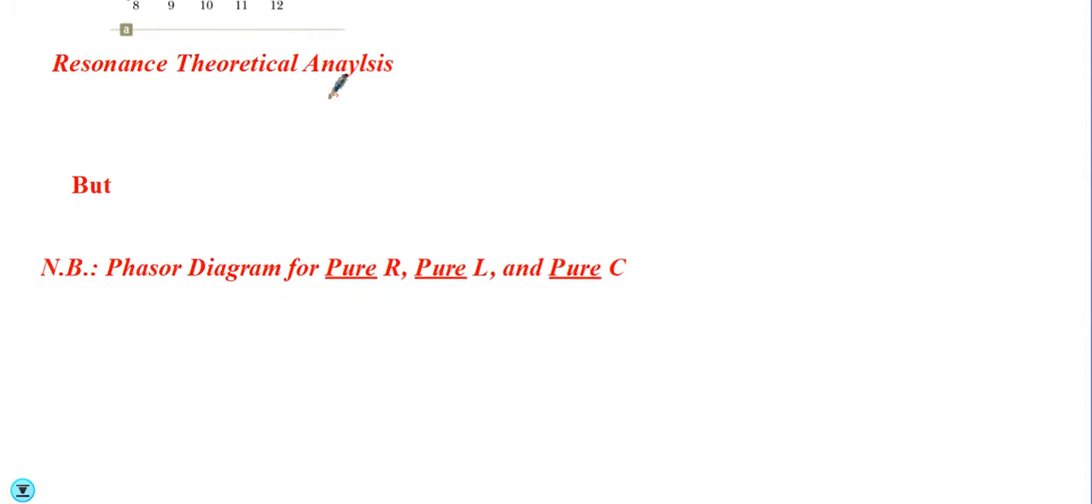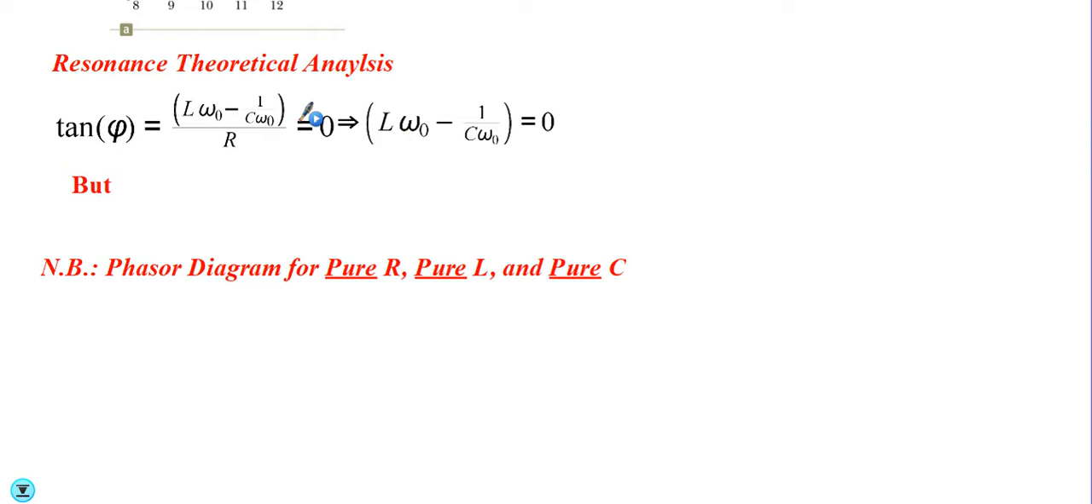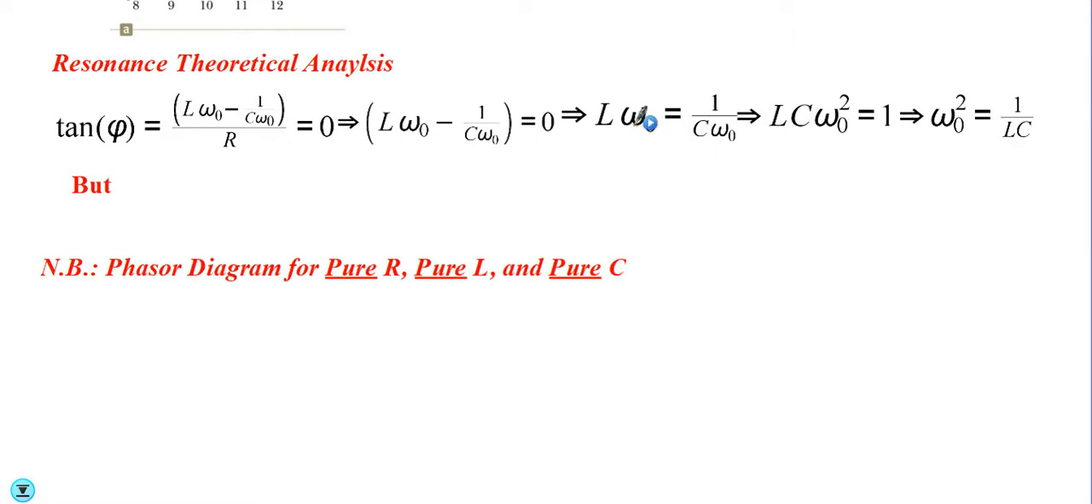Now for the resonance theoretical analysis. Tangent phi is (L omega 0 minus 1 over C omega 0) over R, equal to 0. That's when we have resonance, because if phi is 0, this means that tangent phi is 0 as well. So L omega 0 minus 1 over C omega 0 is equal to 0. Based on that, L omega 0 is 1 over C omega 0, and by cross multiplication, we have LC omega 0 squared is equal to 1, and now we can find omega 0, which is 1 over square root of LC.